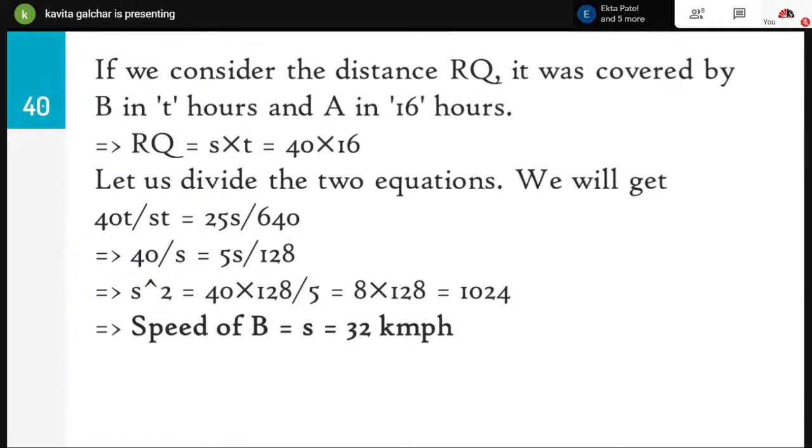We will get the equation 40T upon ST is equal to 25S upon 640. So 40 upon S is equal to 40 upon 128. Now solving this for S, we will get 1024. By converting this, it is 32 kilometer per hour.